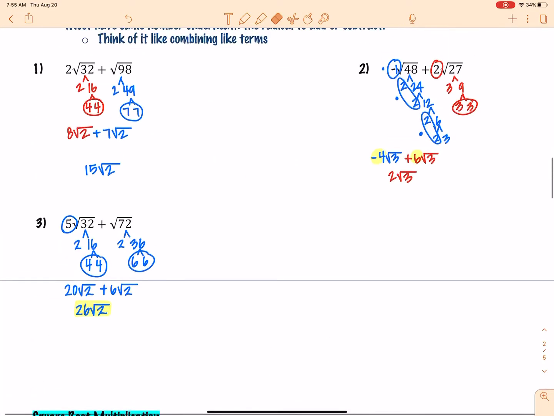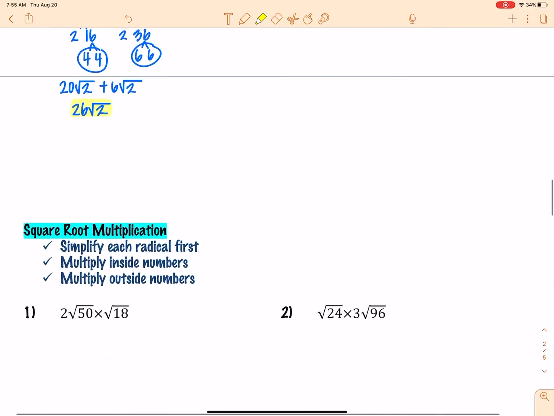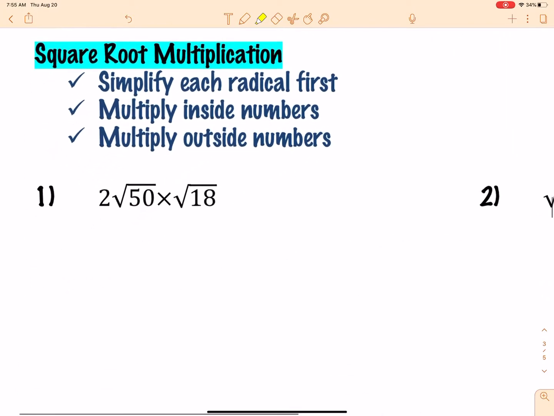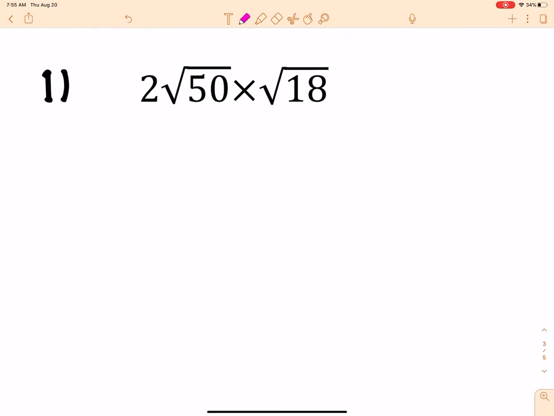Unlike when we were up here, we can't add, for example, 32 and 98. They have to be the same thing. With multiplication, they don't have to be the same thing. So just a quick note on that. All right, but like I said, we're always going to start with simplifying to make our lives a little bit easier. So 2 is on the outside.